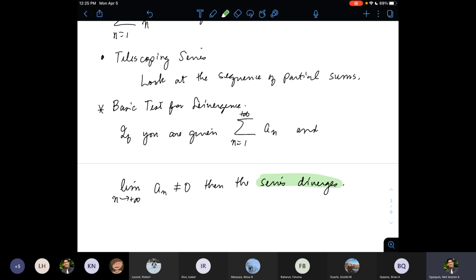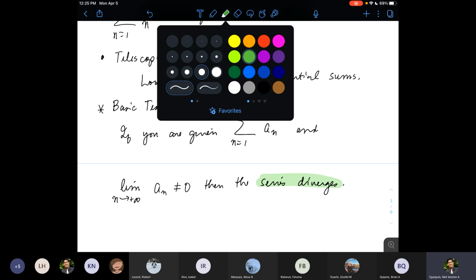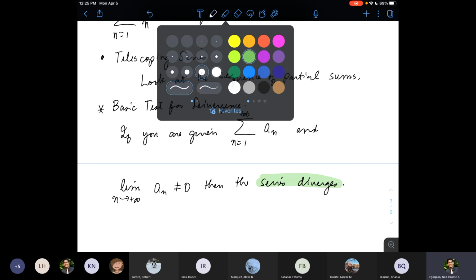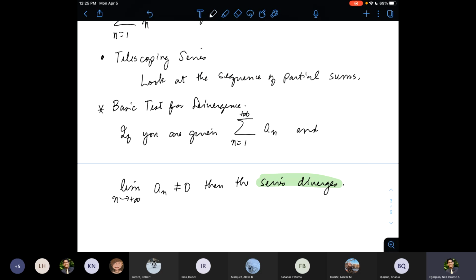Later, you will be given a bunch of series, and you will be tasked to determine whether those series converge or diverge. Now, the first thing that you can do is to take a look at the series, see if it's a geometric series, if it's a P series, or if it's a telescoping series, and then you can conclude convergence or divergence if they fall under any of those categories. But otherwise, the next best thing to do is the basic test for divergence.